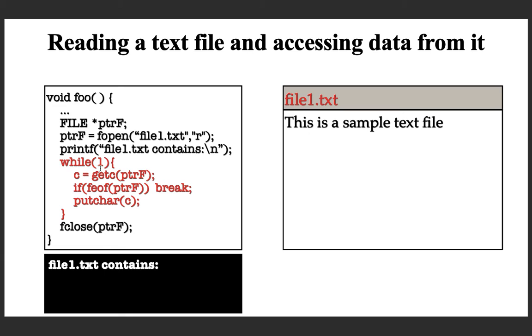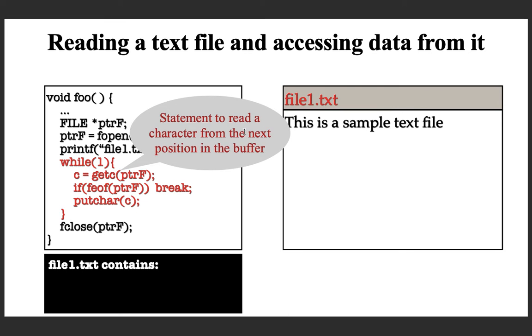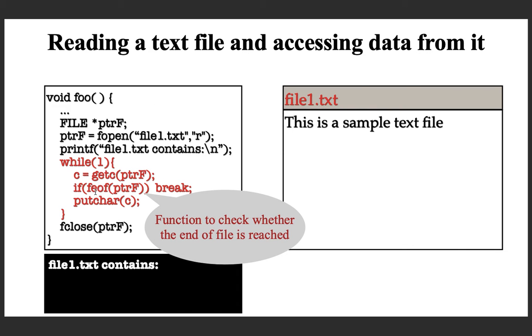Now you are coming to this part of the function where, in an infinite loop, while one, you are trying to read the next character from the buffer. It's a statement to read a character from the next position in the buffer. Note that when you are accessing a file, you are doing it from the buffer, and the buffer and storage data transfer automatically happens. After that, you are checking whether the end of file has been reached or not. In this case, the last character is here. So this is the end of file.